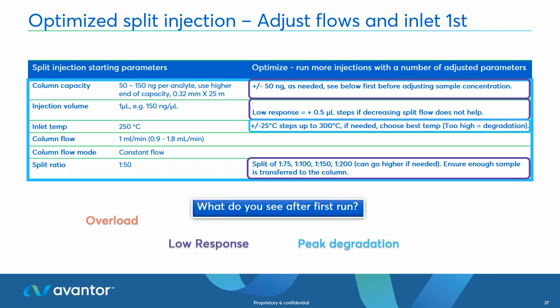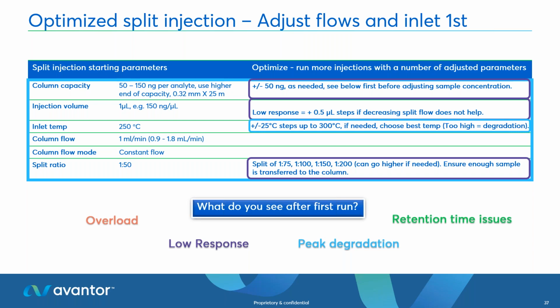Peak degradation. If you see this, this tends to be something to do with the inlet temperature. Usually this is left at 250 degrees, but if it's too high, sometimes you can see degradation. So this is something where you can reduce it or increase it as needed, but we don't tend to adjust this too much, but you can change it if you need to.